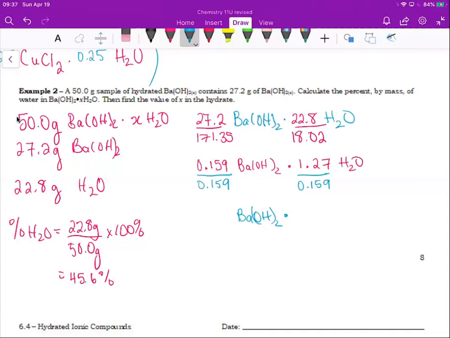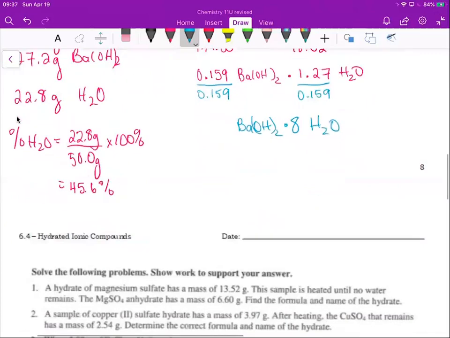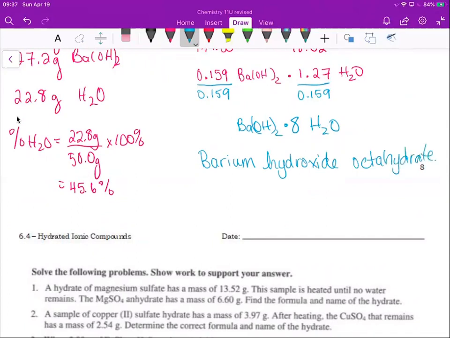What am I going to round that to? 8, H2O. Okay, so I would say that this is barium hydroxide octahydrate. Okay.